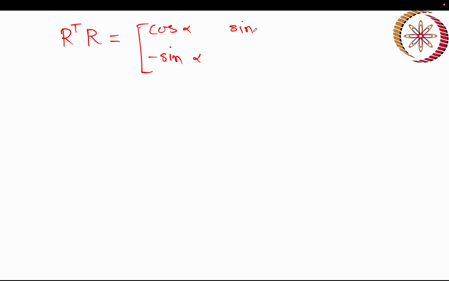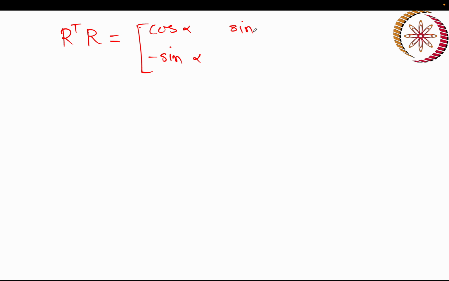So in this case you can see that the columns have magnitude 1 and they are also normal. So R is an orthonormal matrix.